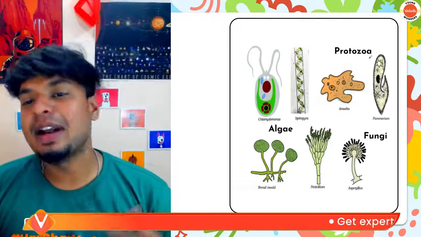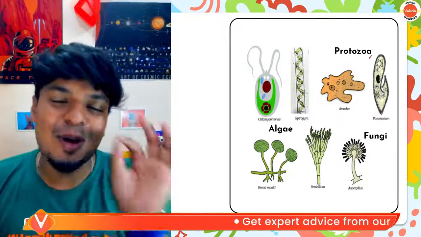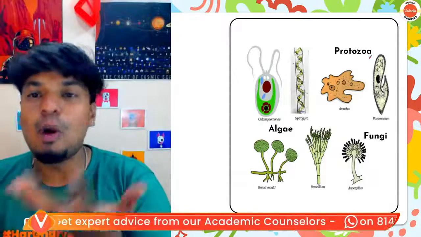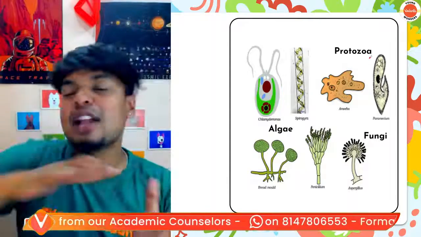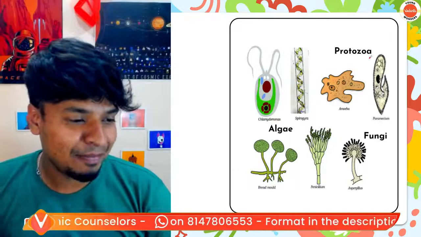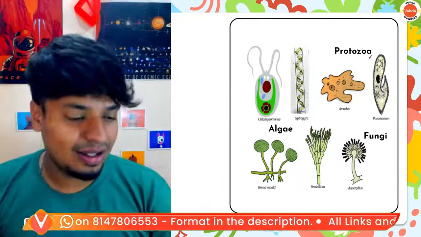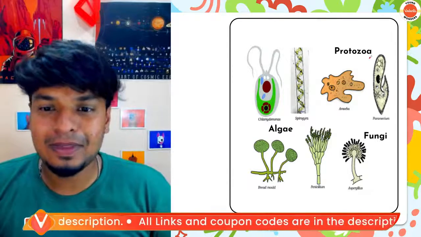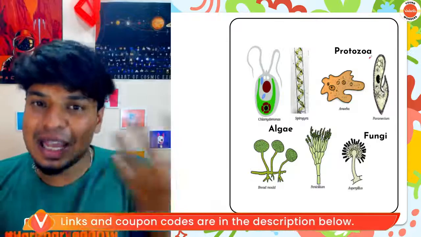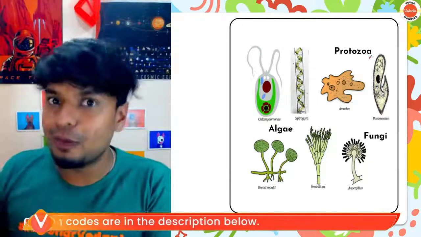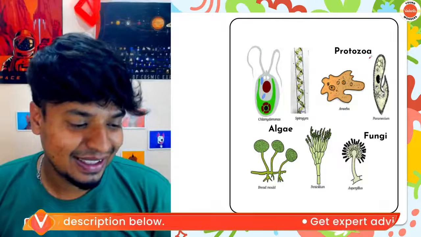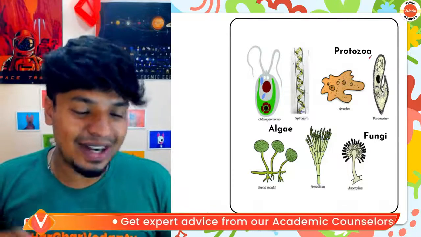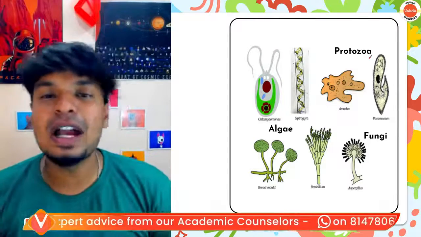Then we have our algae. Algae are like small plants. How many of you guys have seen a pond or lake with a green patch on top of it? Have you seen it? A green patch on the lake. That is basically algae. So algae are mostly aquatic. They are microscopic plants because they can make their own food. They also have chlorophyll, guys. They can make their own food. Isn't that crazy? And fungi are saprotrophic.